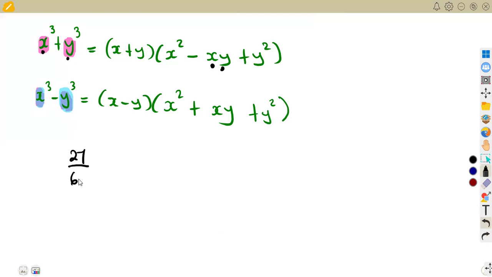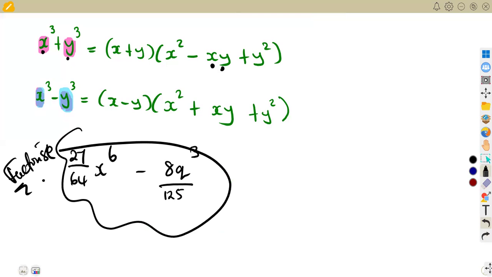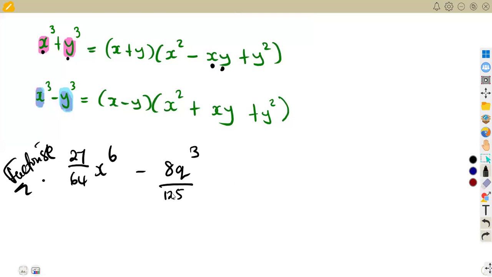All right, let's consider this one: 27 over 64, x to the exponent of 6 minus 8 q to the exponent of 3 over 125. Can this be factorized? It's like we just have a difference. We do not have a sum. No, wait, we have got a sum, like the first question that I referred you guys to, where it was a cubed plus 8. It was a sum, that one. Okay, let's see that, guys, here.